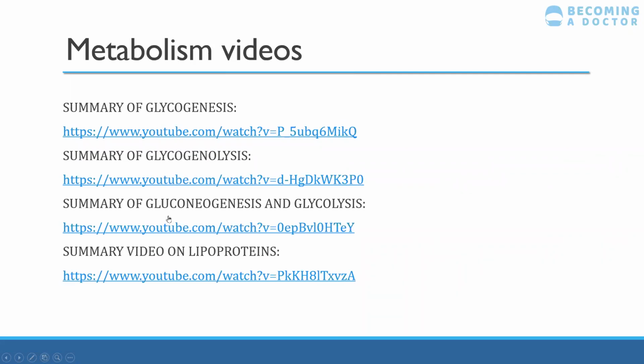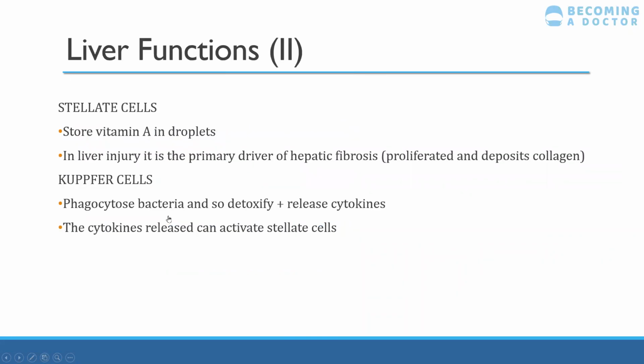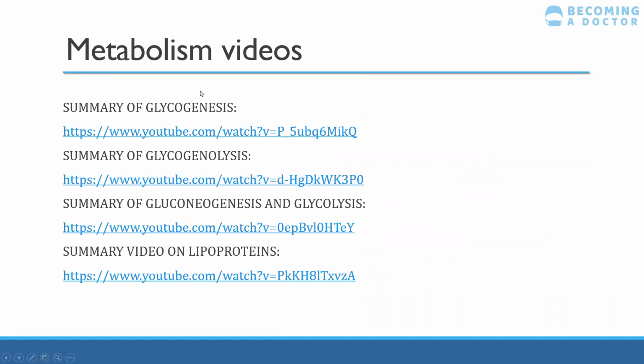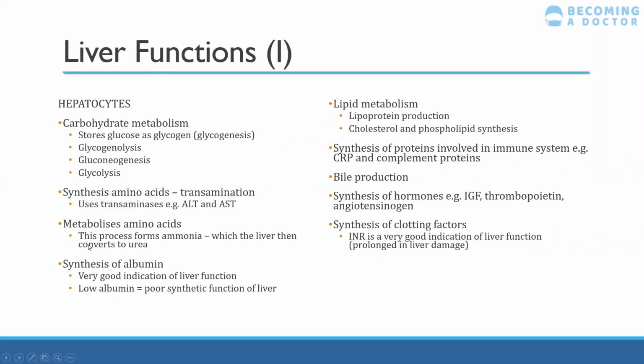Over here I've added metabolism videos for the different functions of the liver that I've just gone through, because we won't have enough time to go through all of this. And these are really good ones that give a very short summary. And this is the summary of your ornithine cycle, because one of the functions of the liver is to metabolize amino acids, which the liver converts from ammonia to urea. So that will go through that in a lot of detail.